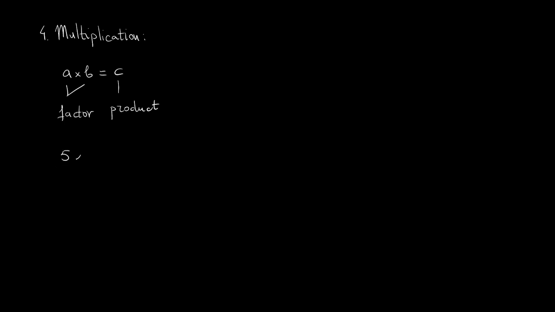For example, 5 multiplied by 3 equals 15. Here, 5 and 3 are called the factors, and 15 is called the product.